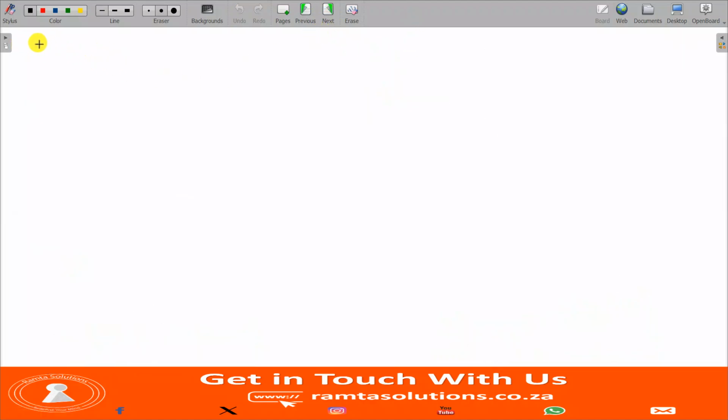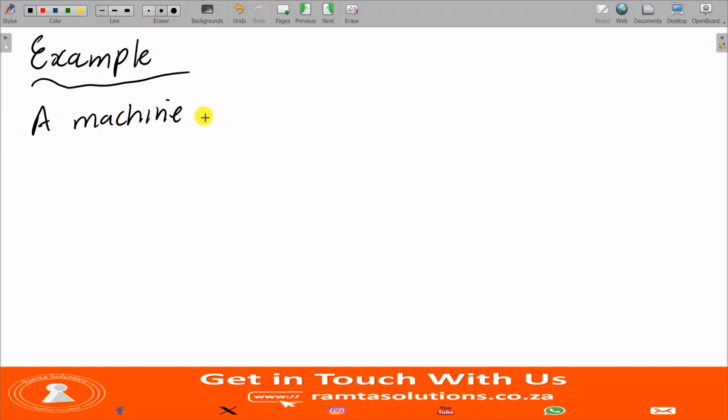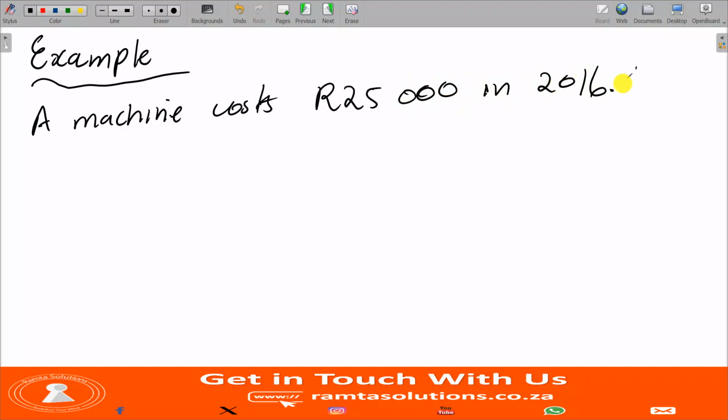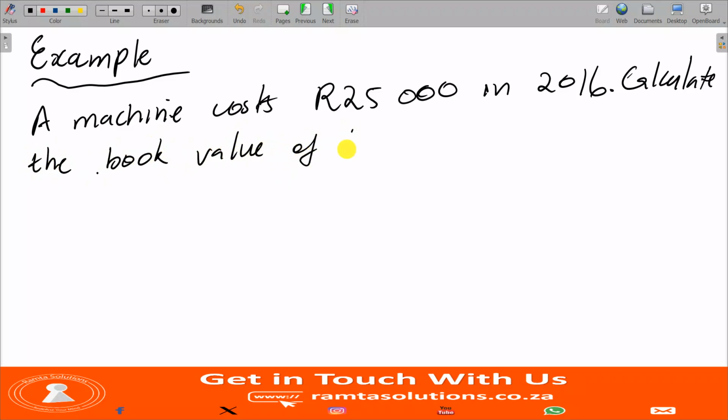Perfect. Let's look at examples now without any waste of time, so this video will not be very long. A machine costs 25,000 rand in 2016. Calculate the book value of the machine after 4 years.